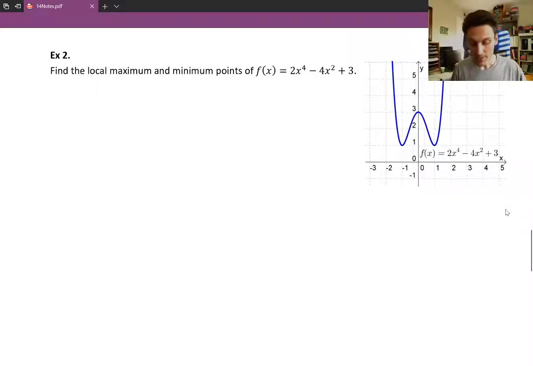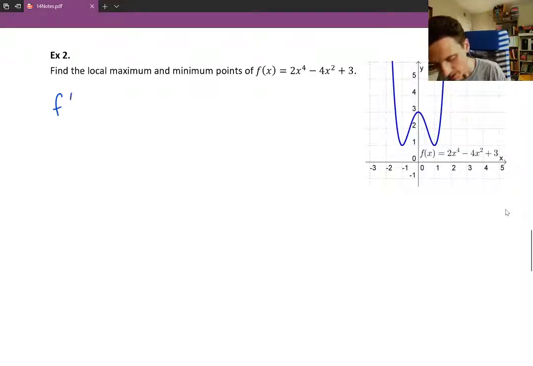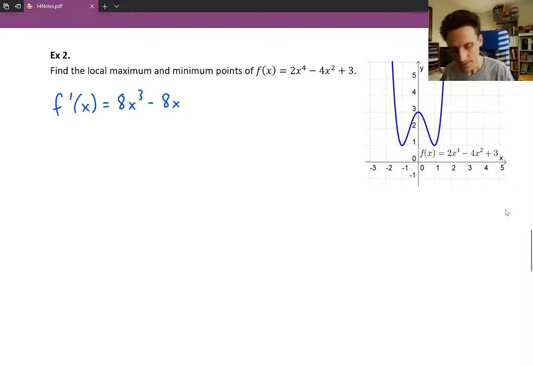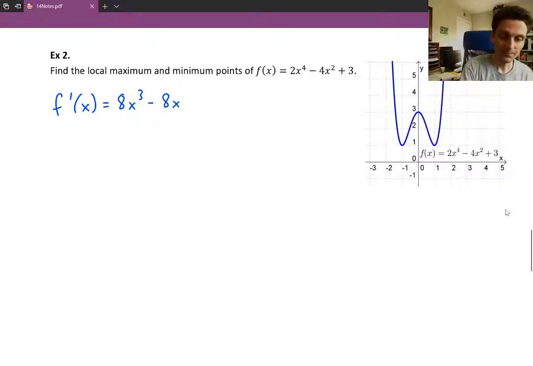So example 2 says, find the local max and min points of f of x equals 2x to the 4th minus 4x squared plus 3. All right, first thing we're going to do is find the derivative, which is 8x cubed minus 8x. And the derivative of 3 is 0.